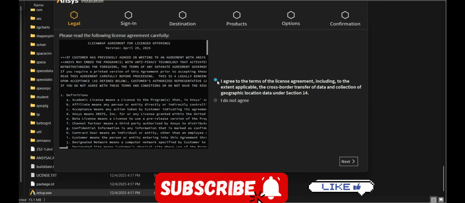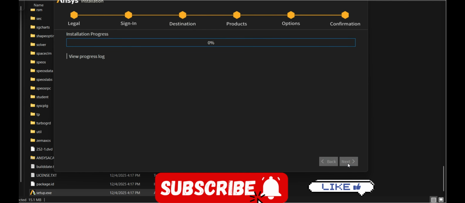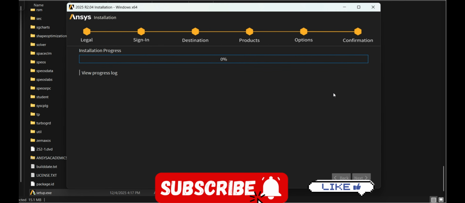I agree. Next, choose the path. It will take around 70 GB of your disk space. So here it will take almost 30 to 40 minutes depending on your system.